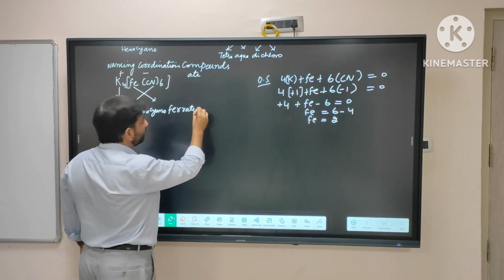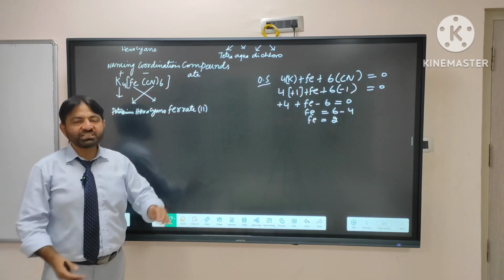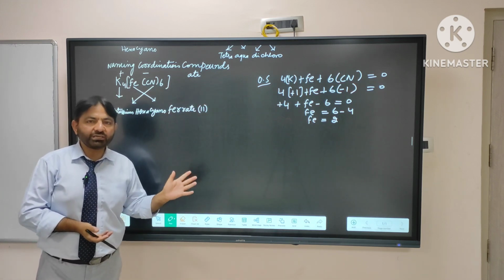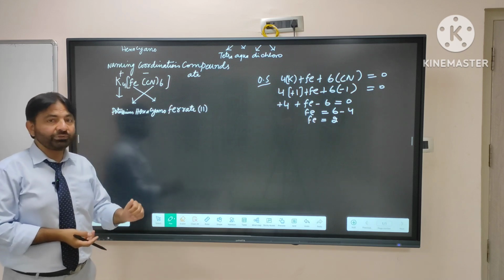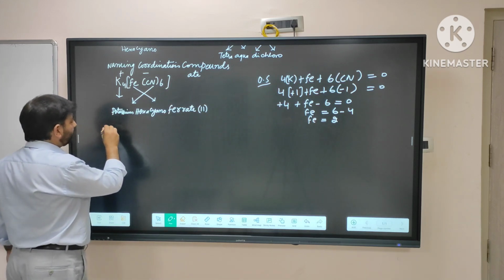Now at the end we have to write it like this. So this means this iron atom has oxidation state 2 and we mention it here. It is one example of naming coordination compounds. Let's take one more example.